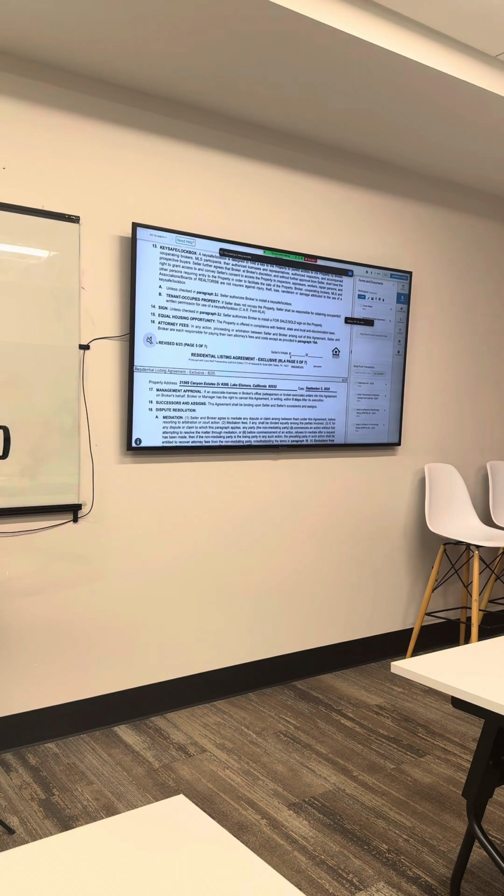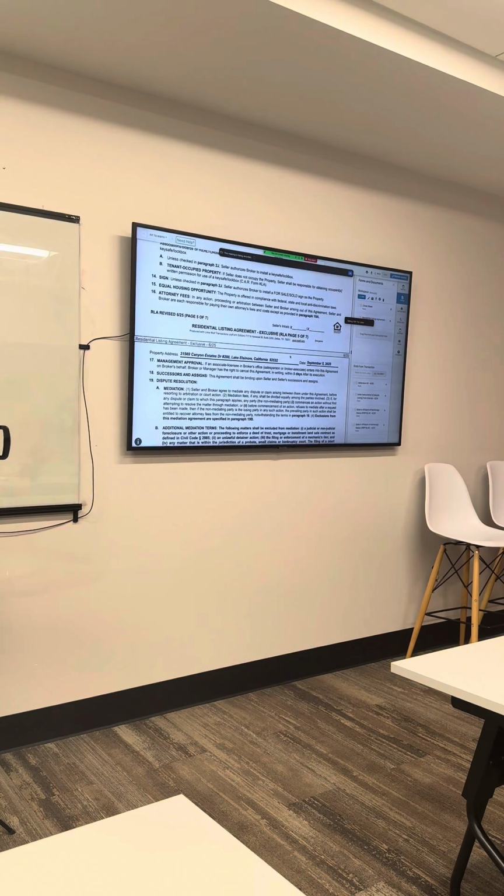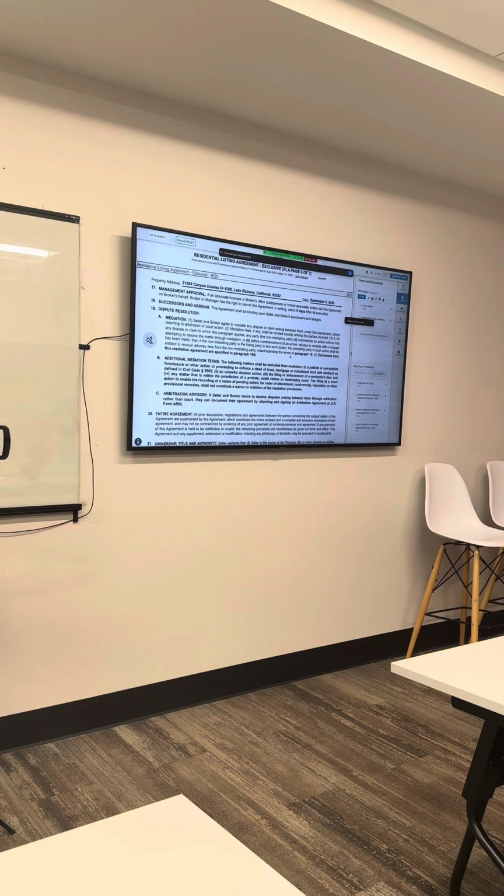Attorney fees, obviously if somebody has an attorney representing them, who's gonna pay them? Dispute resolution, number 19, it talks about that before we go to court, if there's any disagreements, let's try to mediate. Let's have a meeting of the minds.